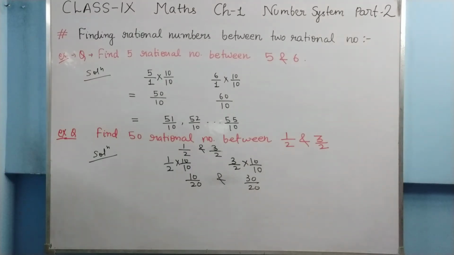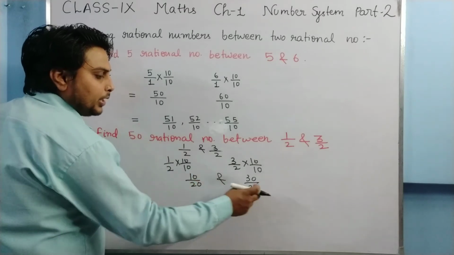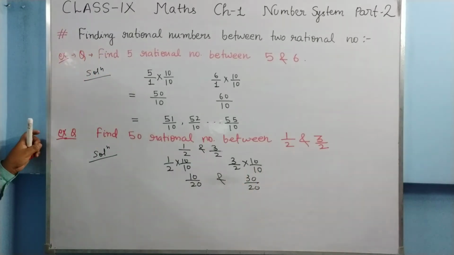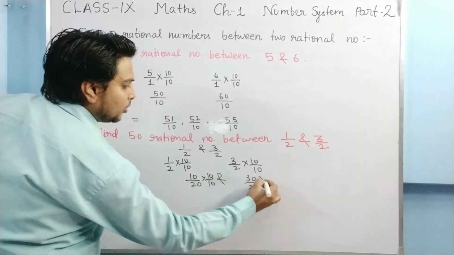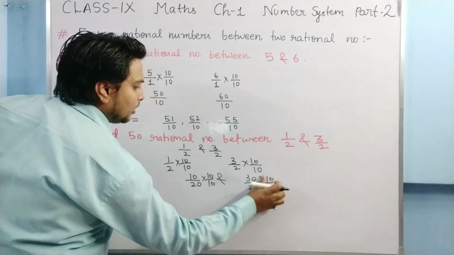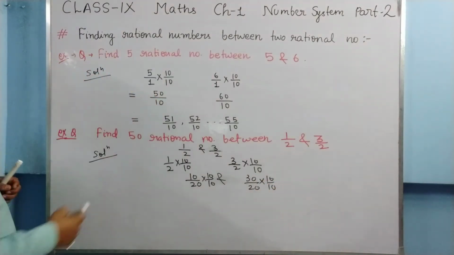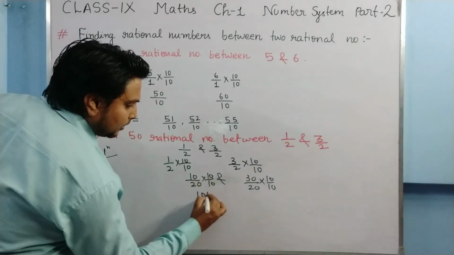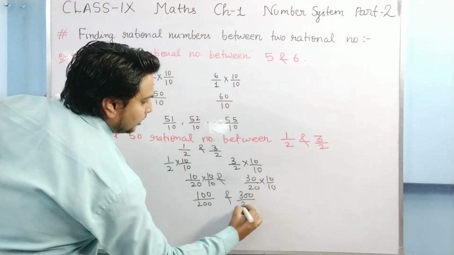Now students, is it enough to find 50 rational numbers? See, the denominators are equal, 20 and 20, numerators are 10 and 30. Can we find in between 10 and 30 50 rational numbers? No, we cannot find. So just multiply one more time. Multiply by 10 upon 10 one more time. Okay, we can increase the gap by multiplying 10 upon 10 according to our convenience. So it will be 100 upon 200 and 300 upon 200.